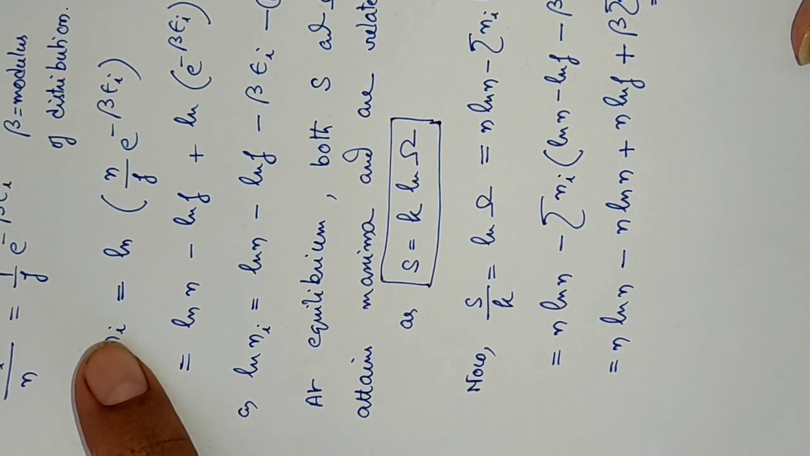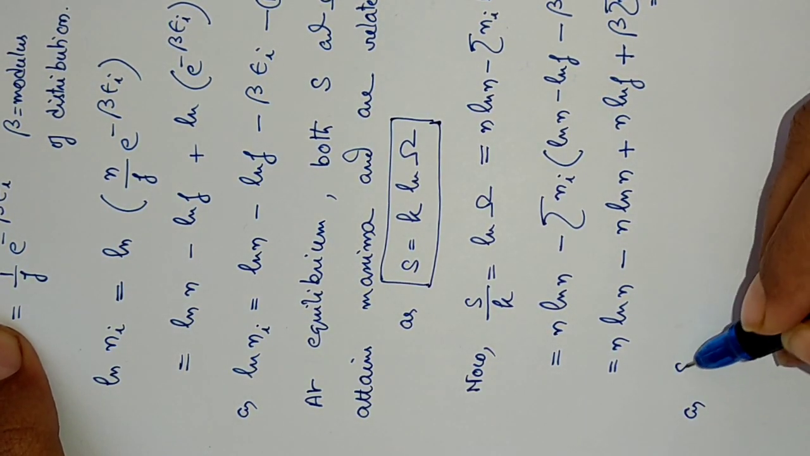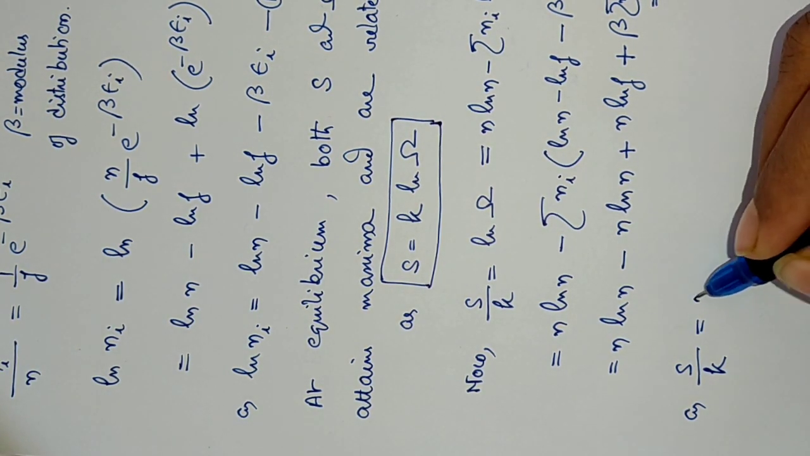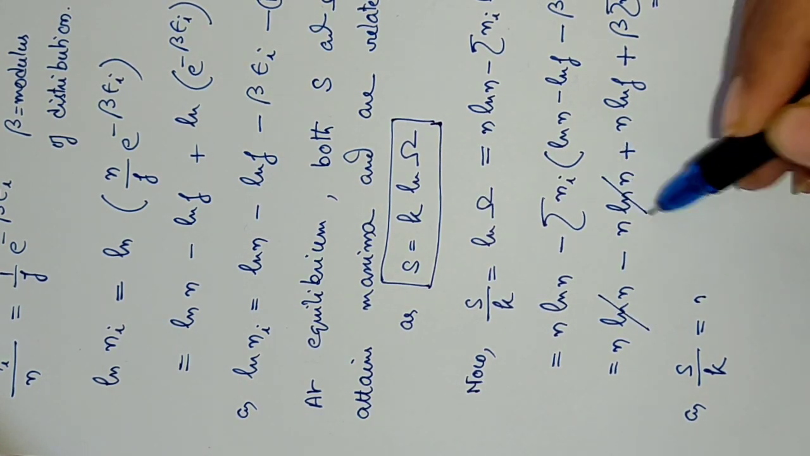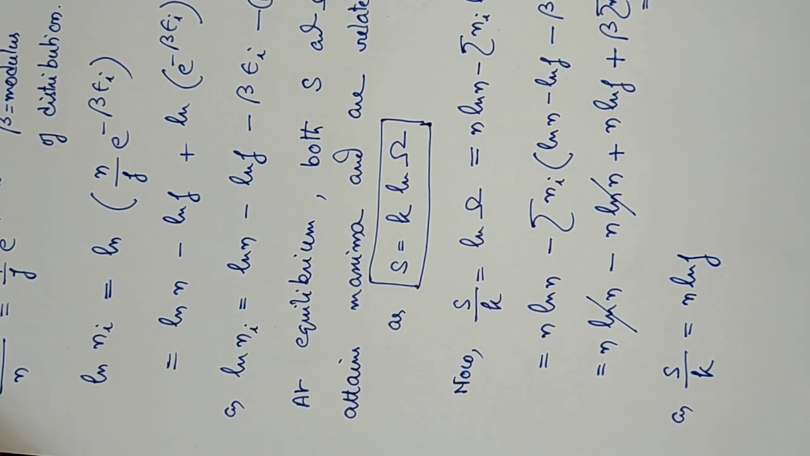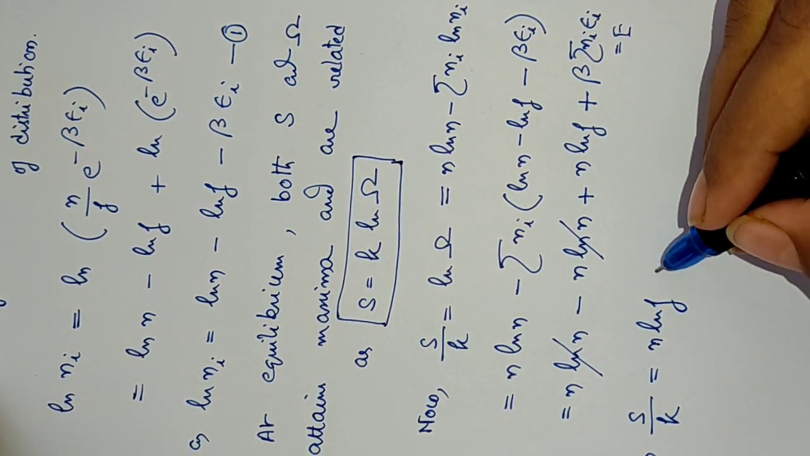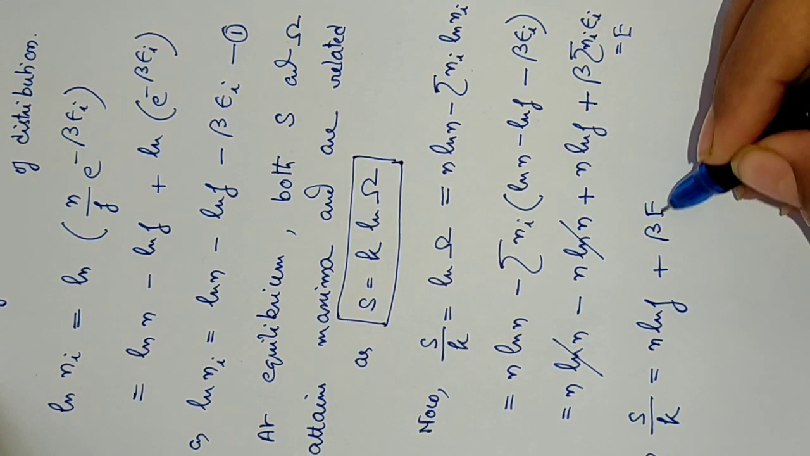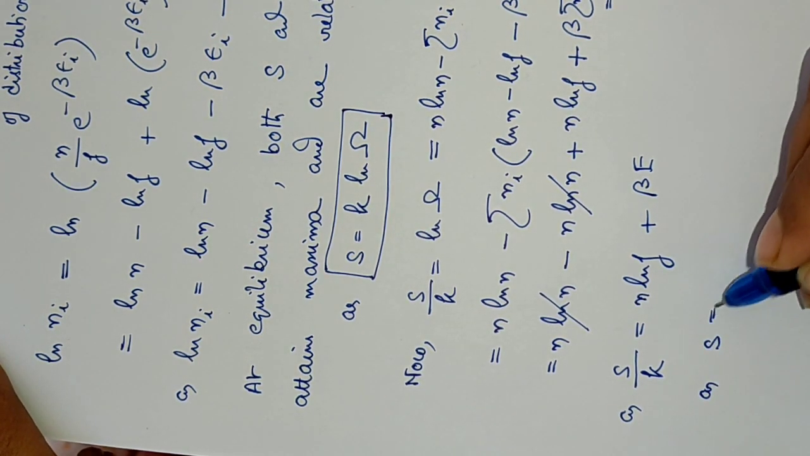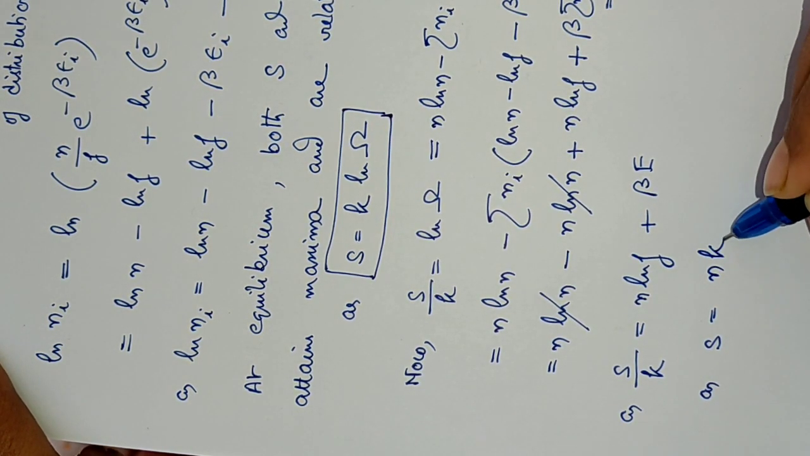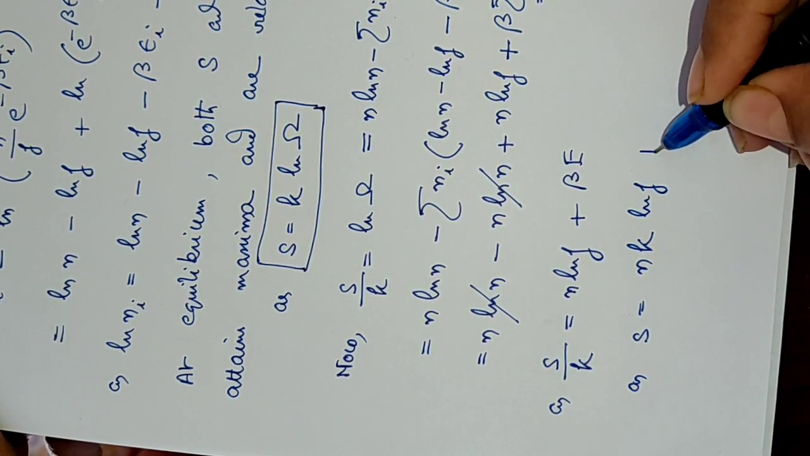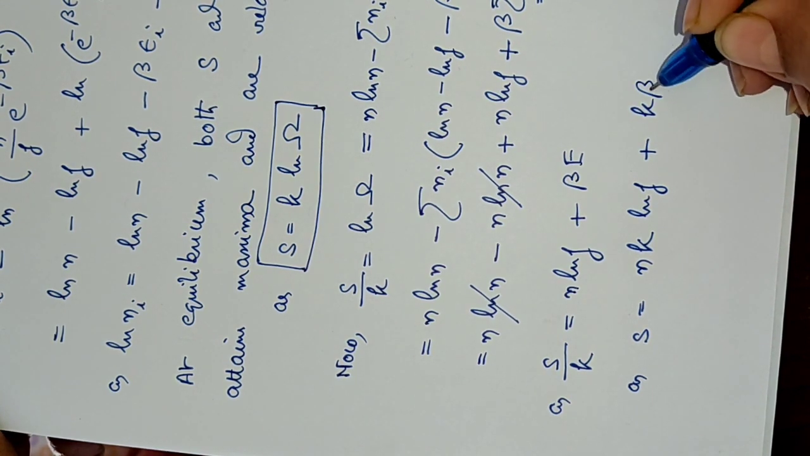So we get S upon K equals to, this will cancel, n ln f plus beta E. E is the total energy of the system, or S equals to nk ln f plus k beta E.